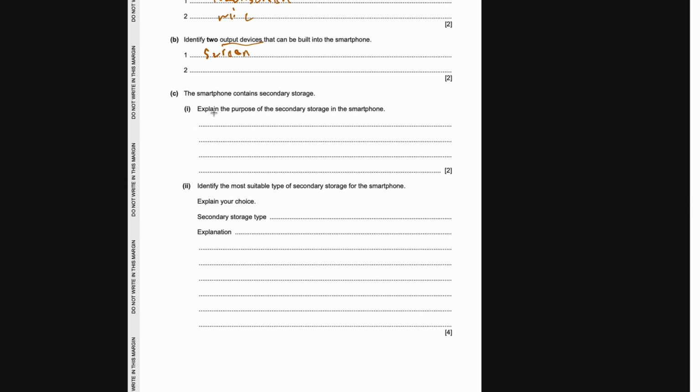The smartphone contains secondary storage. Explain the purpose of the secondary storage in the smartphone. So to store files permanently, right? Because main storage, primary storage can store files, however it's volatile, it's not permanent. When we store it in the secondary storage, we want to store it permanently, right? So if you state that idea and explain it, you will get the 2 marks.